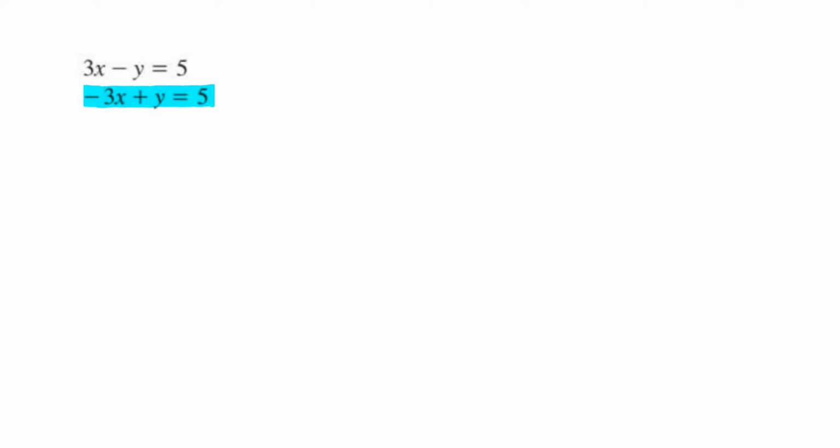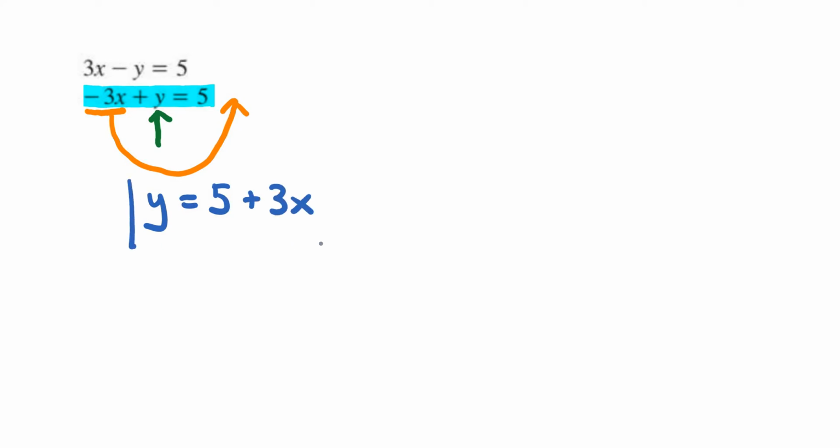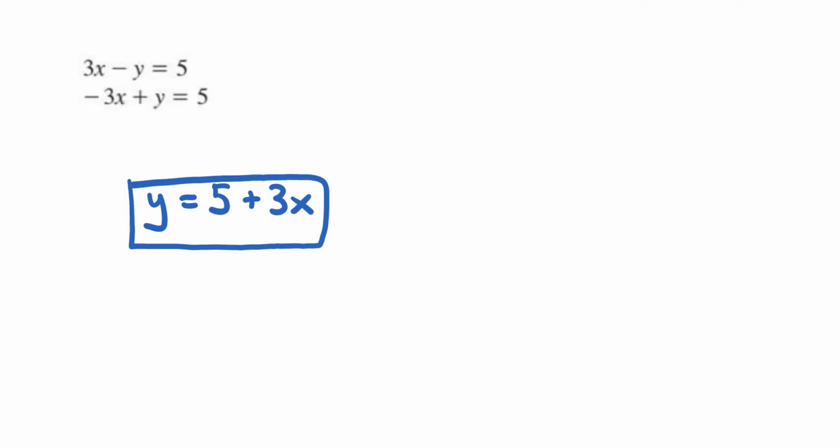What I noticed in the second equation is that I can isolate for this y variable by moving this negative 3x. So if I move this negative 3x to the right-hand side, I would get y equals 5 plus 3x. I'm going to box that right there. So y equals 5 plus 3x. Perfect.